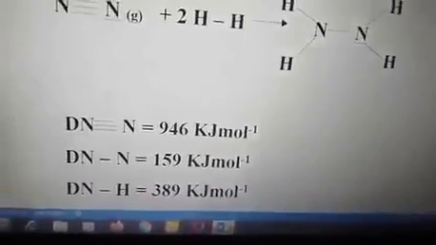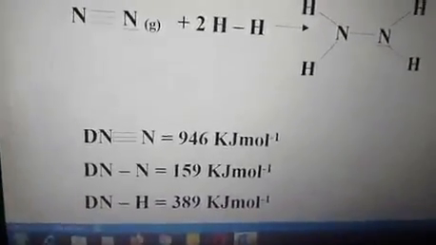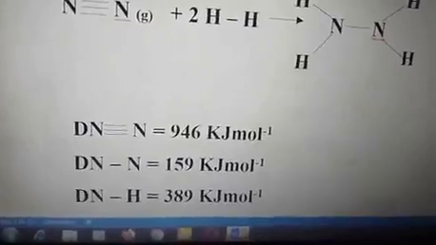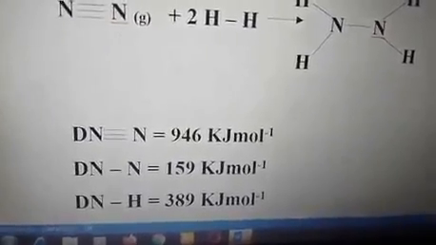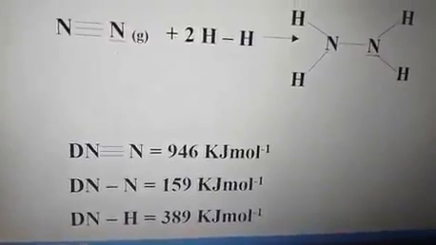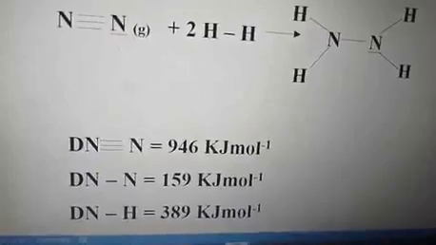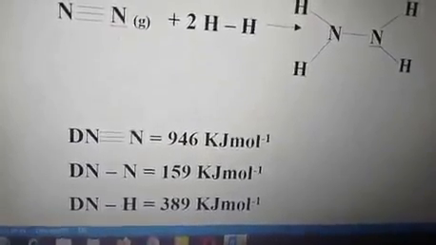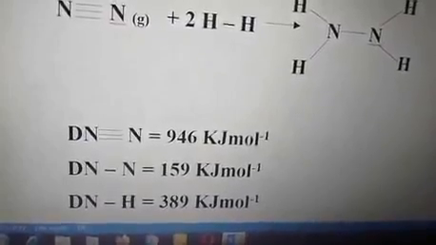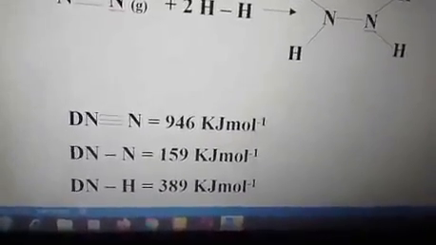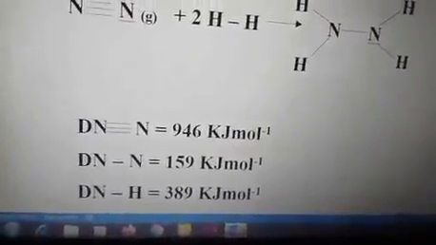So we are given the bond energy of the nitrogen molecule, nitrogen to nitrogen triple bond, as 946 kilojoules per mole. That means we need 946 kilojoules of energy to break the triple bond between two nitrogen atoms. Then the bond energy of the nitrogen to nitrogen single bond is 159 kilojoules. We need 159 kilojoules of energy to break the single bond between two nitrogen atoms.